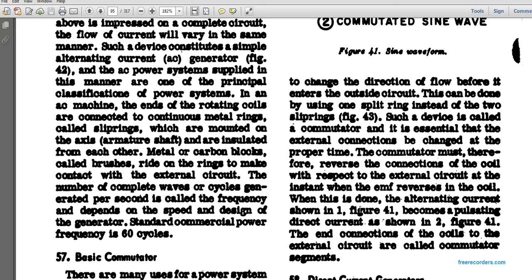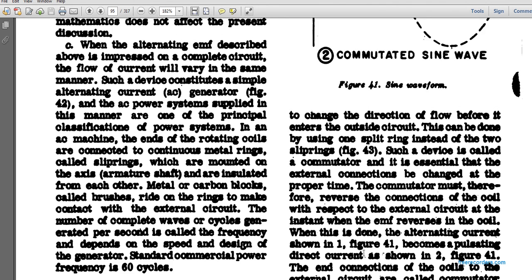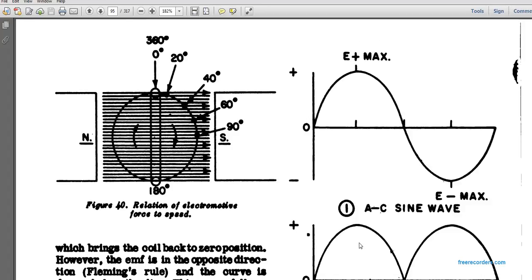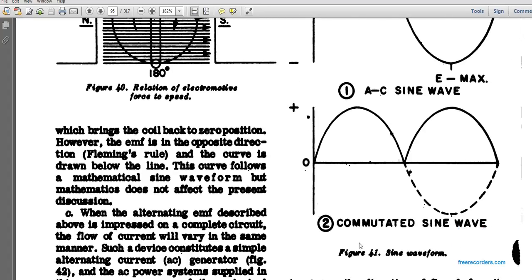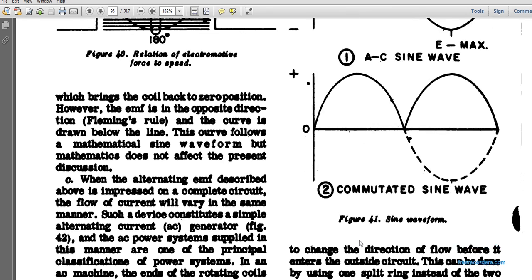The alternating current shown in figure 1 of figure 41 becomes the pulsating direct current shown in figure 2 of figure 41. The end of the connection of the coils to the external circuit is called the commutator segment. This shows the AC sine wave at the Emax and the negative Emax, while the commutated sine wave travels above the 0 degrees.